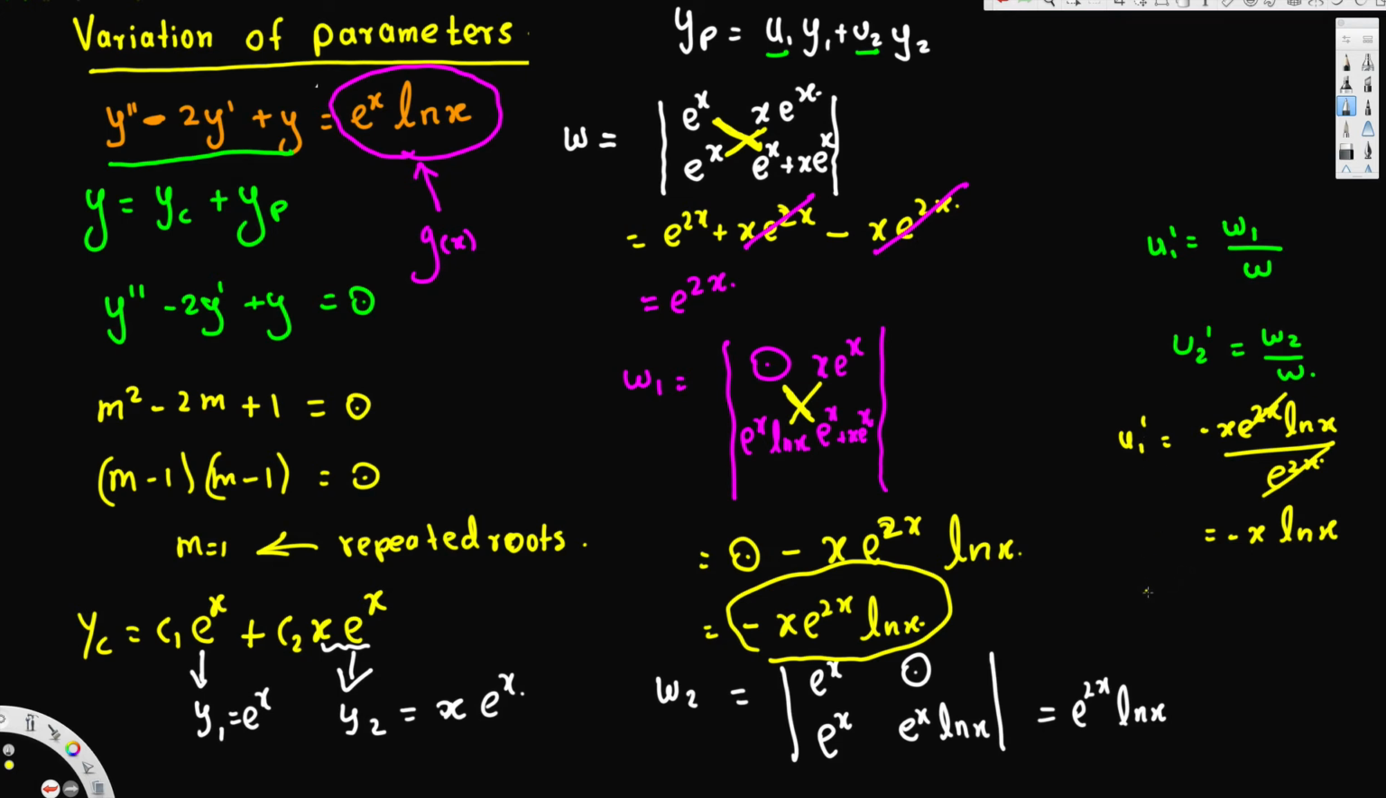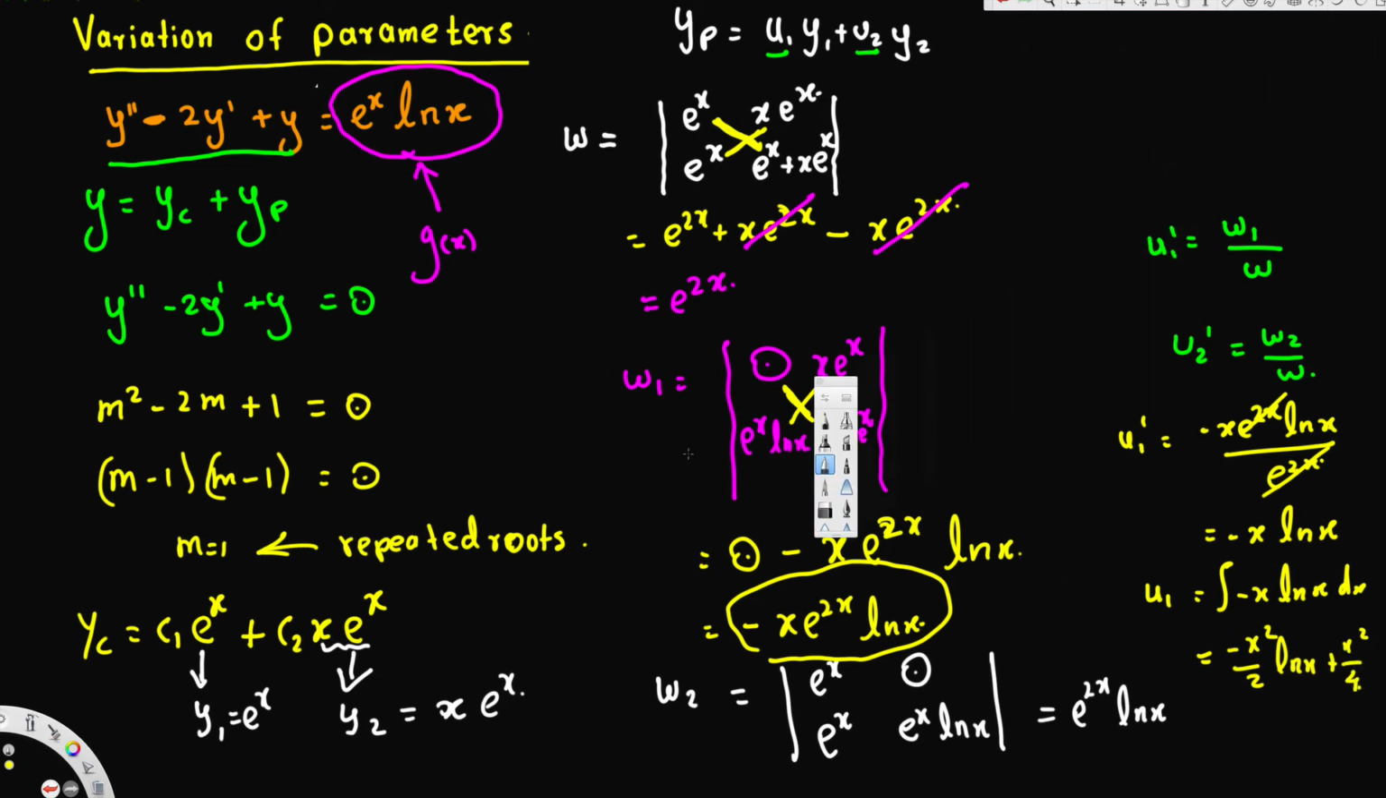If you integrate that one, that's going to give you u1. So I integrate both sides. When you integrate, integration and derivative cancel each other, so you will get u1. On the other side, there's going to be the integration of minus x ln x. If you integrate with respect to x, this is going to give you minus x squared divided by 2 times ln x plus x squared divided by 4. This is our u1. The next thing is we have to find u2. Okay, let's use a different color.